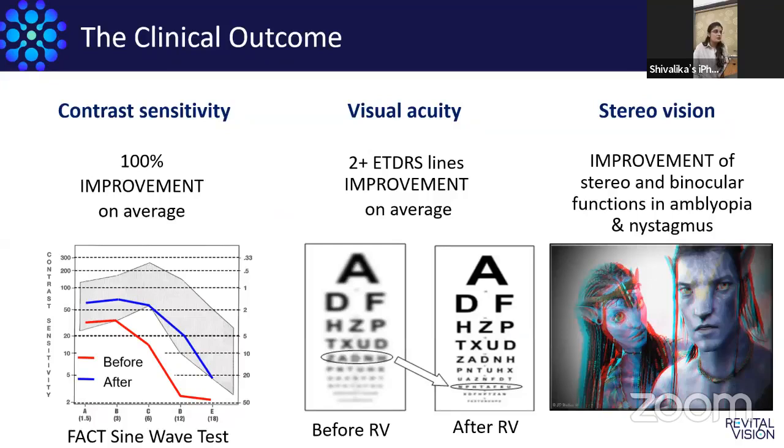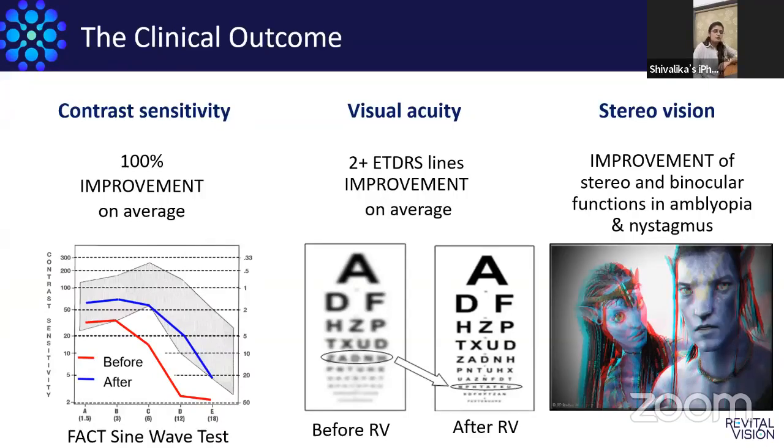From all these clinical evidences, we have two main outcomes from Revital Vision. First is the contrast sensitivity function. We have an efficacy claim of 100% improvement on contrast sensitivity function whenever we check on a fat sine wave or CSV 1000 contrast sensitivity function charts. We have two and a half lines improvement on average on an ETDRS or logMAR visual acuity chart. And as optometrists, we know how significant a 2.5 line improvement is for a patient who might have a visual acuity of say 6/18 or 6/24.